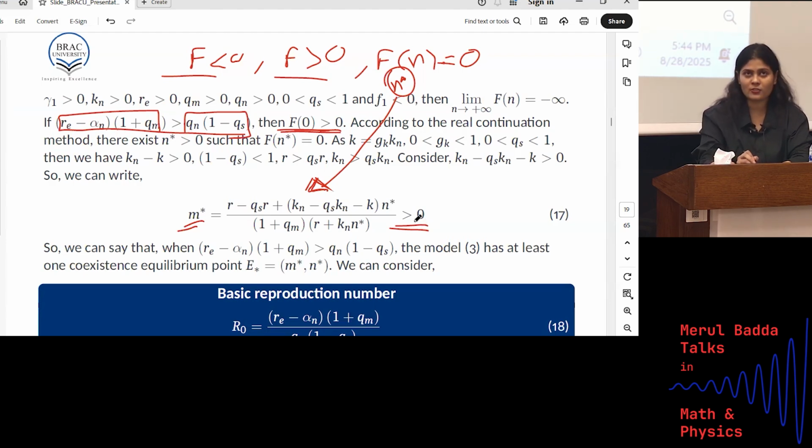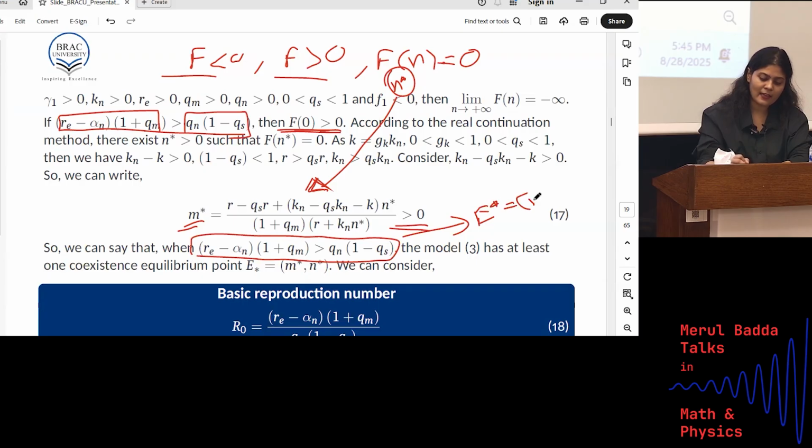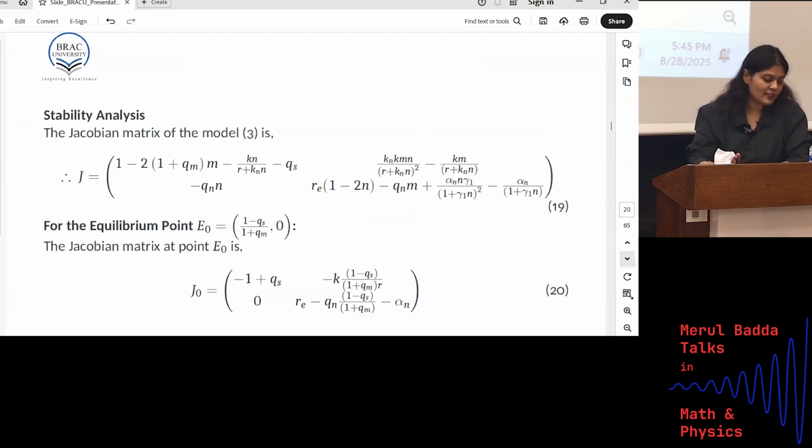So we can say if there are beetles, we can also find trees in the forest system. So if this condition applies, there exists an endemic equilibrium point which is M star, N star, with M star greater than 0 and N star greater than 0. We can consider our basic reproduction number in this way. For stability analysis, we first do the Jacobian matrix. How can we do the Jacobian matrix?